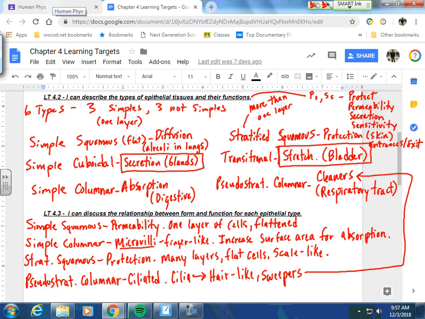And again, remember that we're going to have to identify pictures of different types. The same pictures that were used on our Chapter 4 quiz. Okay, they're going to show up again on this Chapter 4 test. Remember to take a look at that.